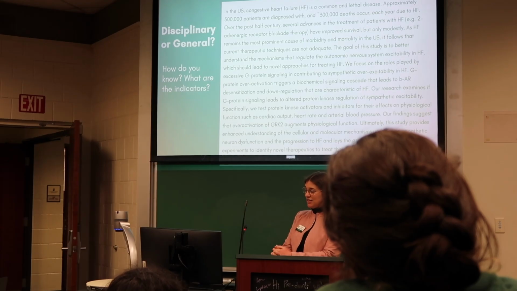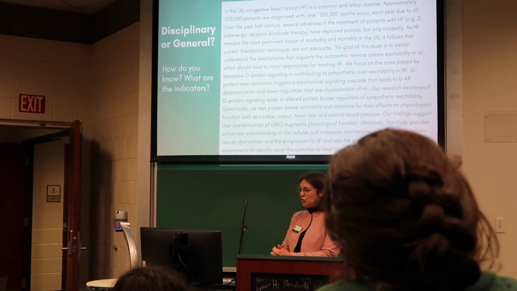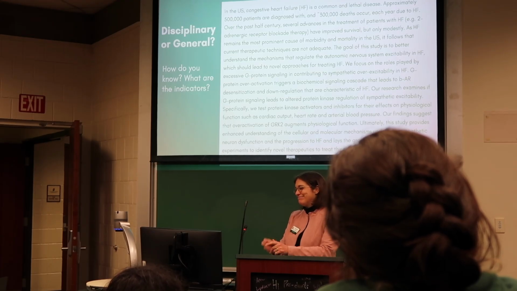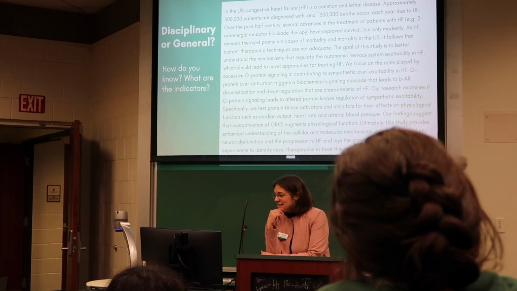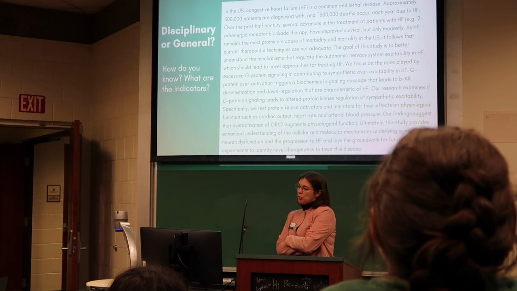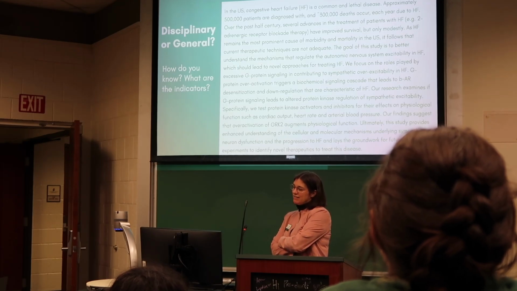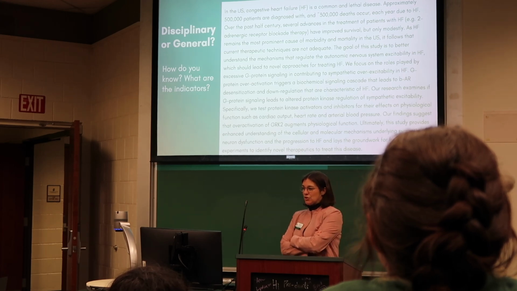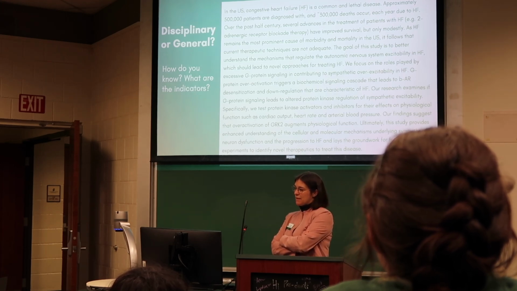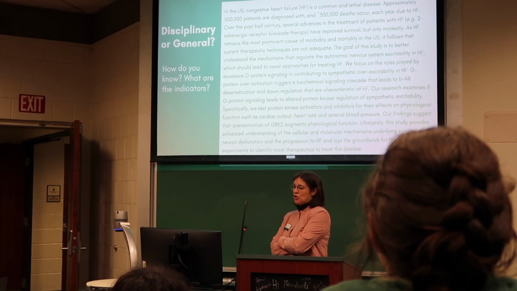Over the past half-century, several advances in the treatment of patients with heart failure, e.g. beta-2-adrenergic receptor blockade therapy, have improved survival, but only modestly. As HF remains the most prominent cause of morbidity and mortality in the U.S., it follows that current therapeutic techniques are not adequate. The goal of this study is to better understand the mechanisms that regulate the autonomic nervous system excitability in heart failure, which should lead to novel approaches for treating heart failure.